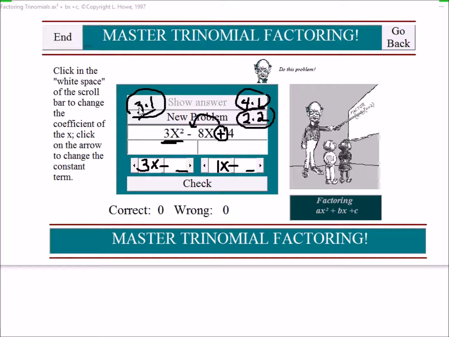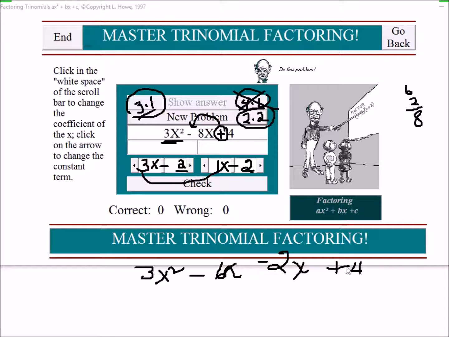No. How about if the 3 multiplied the 2? That would be 6. And the 1 multiplied the 2. That'd be 2. That would give me the 8 I need. So it's not this pair. It's got to be 2 and 2. So I double check. 3 times x is 3x squared. Outside is minus 6x. Inside is minus 2x. And last times last is plus 4. It's going to add up to the right thing.